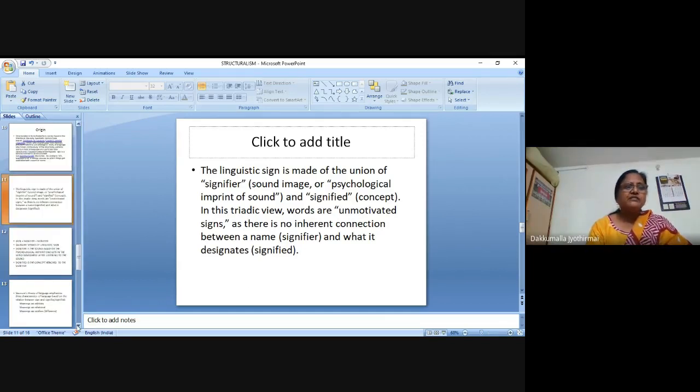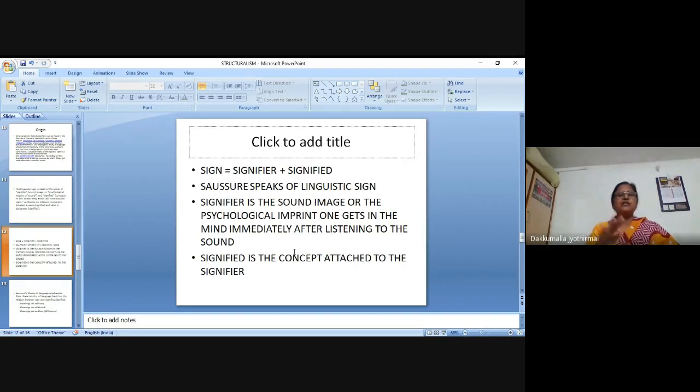Let me shift the slide where I have given this. So, now it is visible to you. Sign is equal to signifier and signified. So, Saussure speaks of the linguistic sign. And also, he says that the sign is a combination of signifier and signified. So, for example, cat. This word has three letters, C-A-T. When I utter the sound, that is the signifier, and the image you get. And finally, if you see the physical cat, that is the referent. It is not only for animals, for everything it is like that. If I say a crow, or a table, or a chair, you have this combination of sign, signifier and signified.